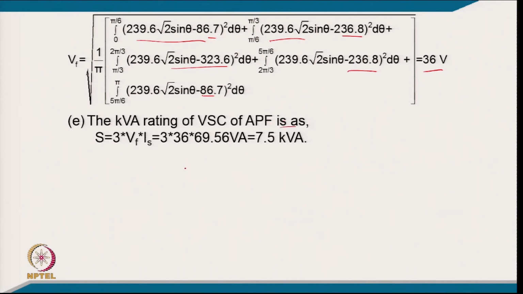and the kVA rating of the VSC of the active filter is 3 VF I_S, equal to 3 into VF 36 and current 69.56, it comes to 7.5 kVA.